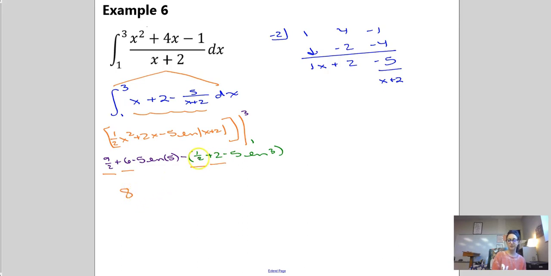Now let's write our logs. Let's always write your positive log first. So this is a negative times a negative, so that's actually positive 5 ln of 3. I dropped my absolute values because 3 is positive, and then minus 5 ln of 5. I have parentheses around here or not, either way.